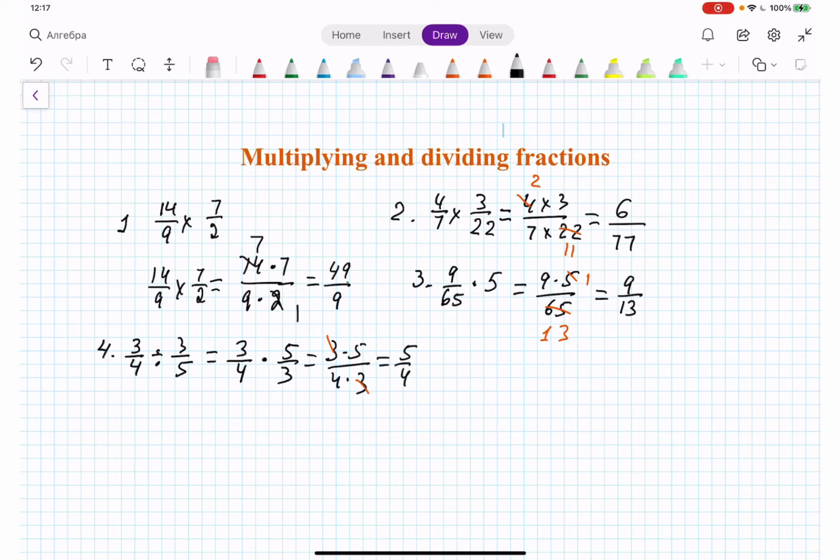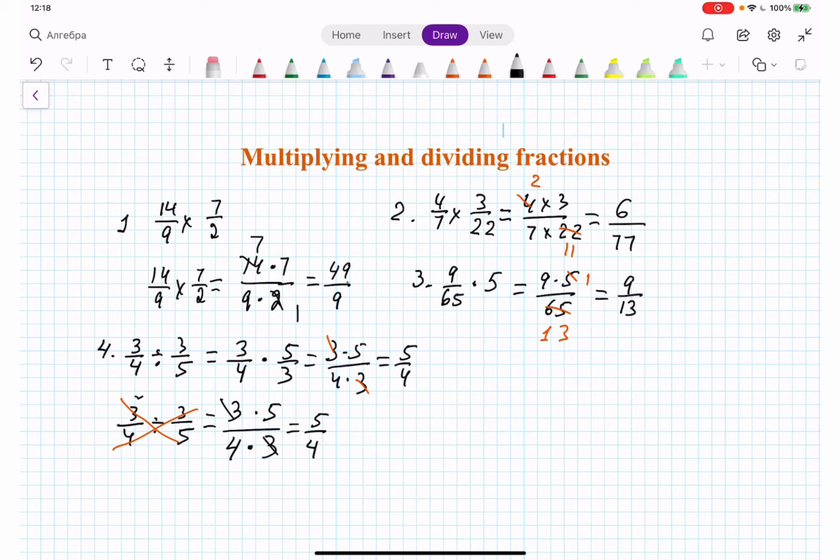And let's do the way I was telling, cross multiplication. Let's say 3 over 4 divided by 3 over 5. I said we are doing cross multiplication, right? Which means it's equal to this 3 multiplied by this 5, and in the denominator this 4 multiplied by 3. So as you can see, the same thing. 3 and 3 is gone, and we are getting 5 over 4. Either way will work, whichever you prefer.